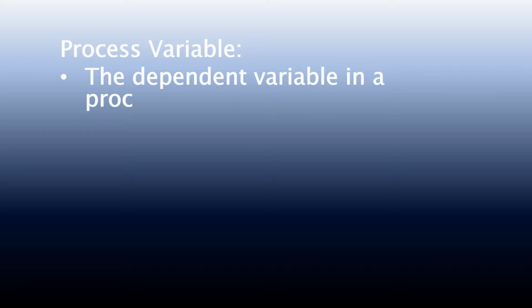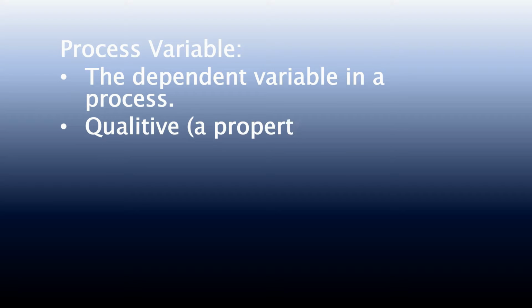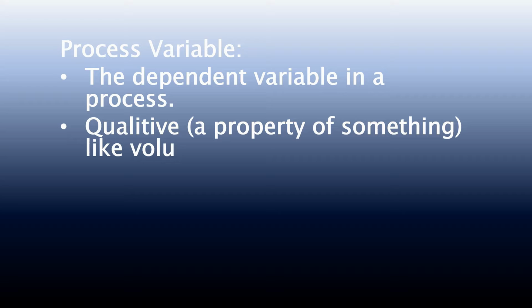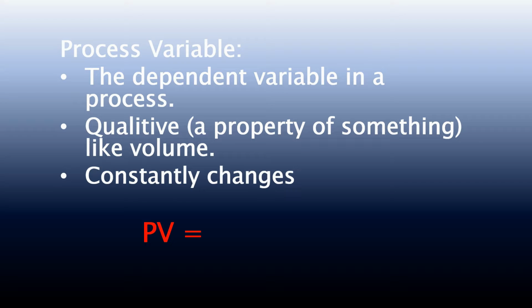Okay, so the first thing is I want a cup of coffee. So that immediately becomes our process variable. Process variable is the dependent variable in a process. It's qualitative, a property of something like volume. It's constantly changing. In this case, our process variable is a cup of coffee. It's a variable because I can choose the amount of coffee that I want.